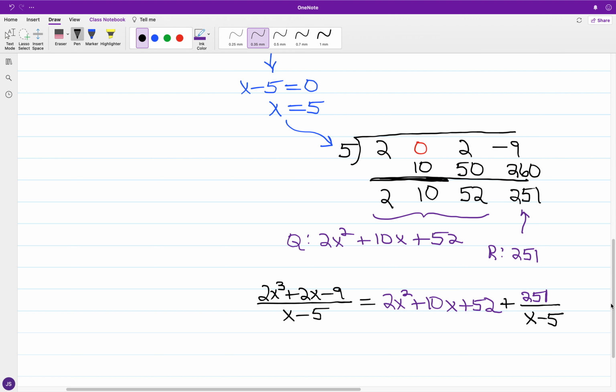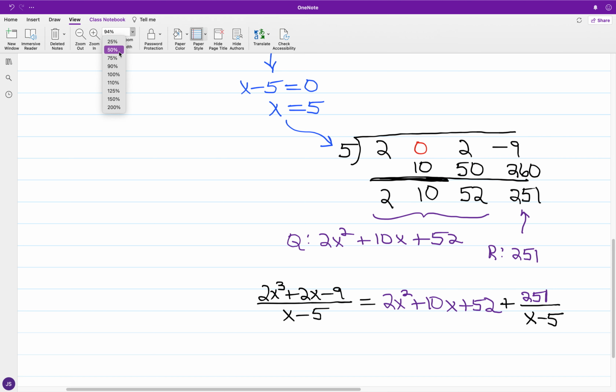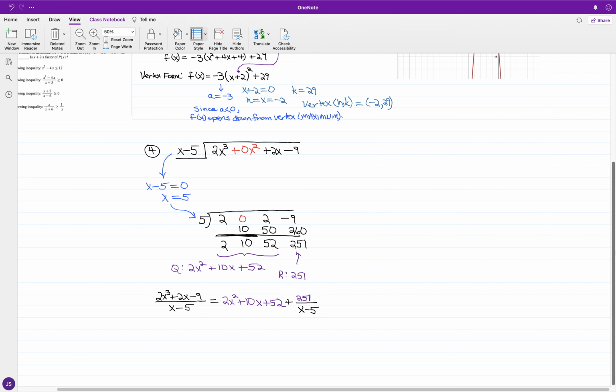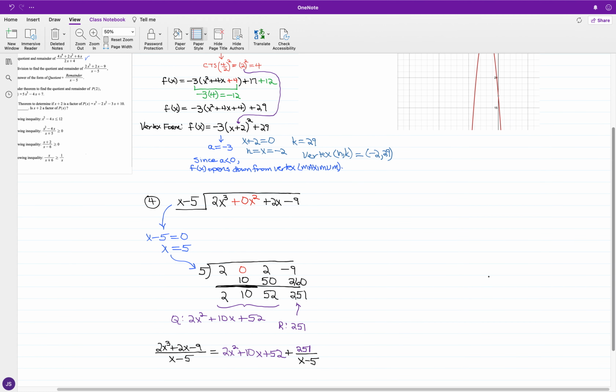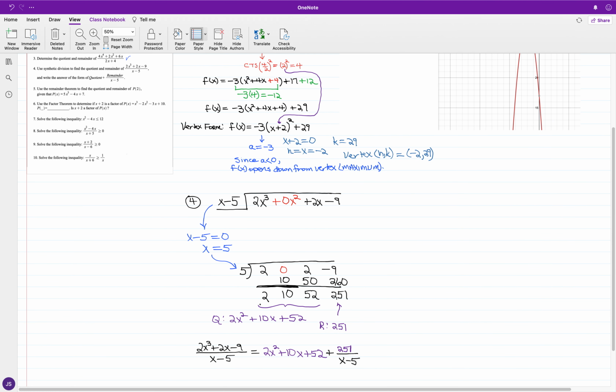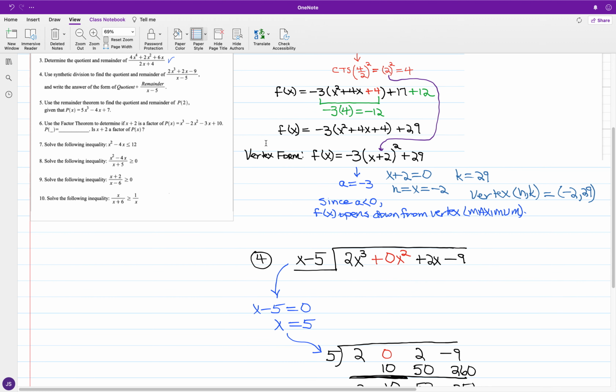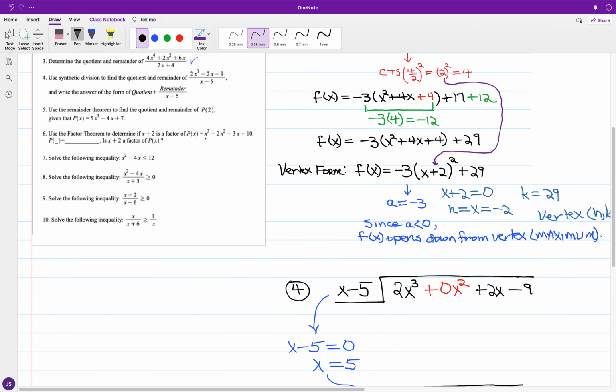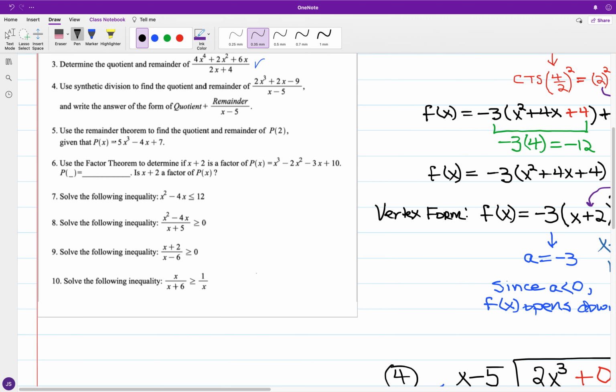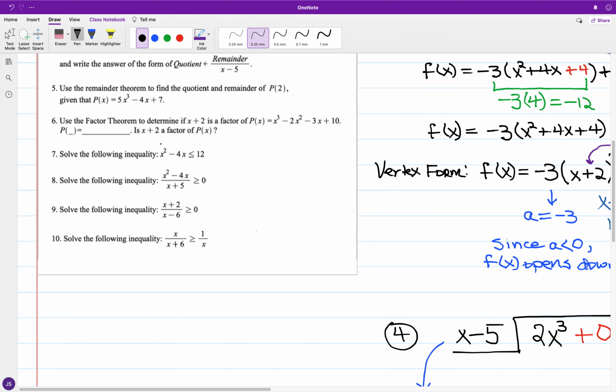All right, now for what we have in the case of number 5, we're crossing over to the factor and remainder theorems. This one says to use the remainder theorem to find the quotient and remainder of p of 2, given that p of x is equal to 5x cubed minus 4x plus 7. Now, just working over here.